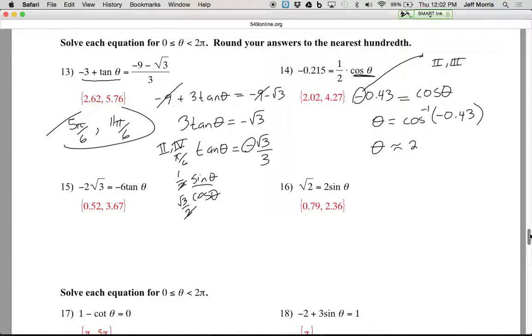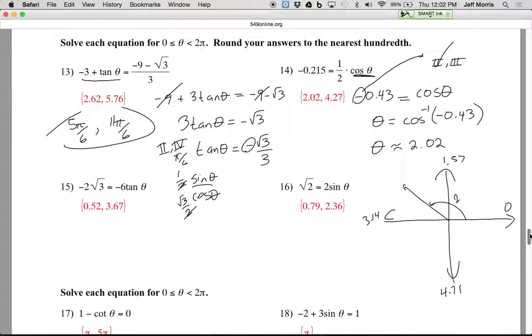2 point, are you sure? Yeah, I agree. 2.02. Now, that's one of the answers. This is where it gets interesting, I think. So what you've done, and I think visual helps people, so let me be visual, okay? Here's 1.57, here's 3.14, here's 4.71, and there's 0 if you want to know, and 6.28. 2.02, is that one of the answers I was looking for? Yeah, that's the quadrant 2 answer. So I can go over here and say, okay, sweet, I got the 2.02.